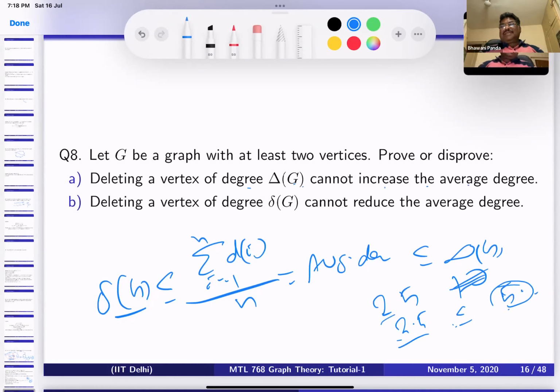Is it true or not? It is true. And then the second one, deleting a vertex of minimum degree cannot reduce the average degree. Also true.